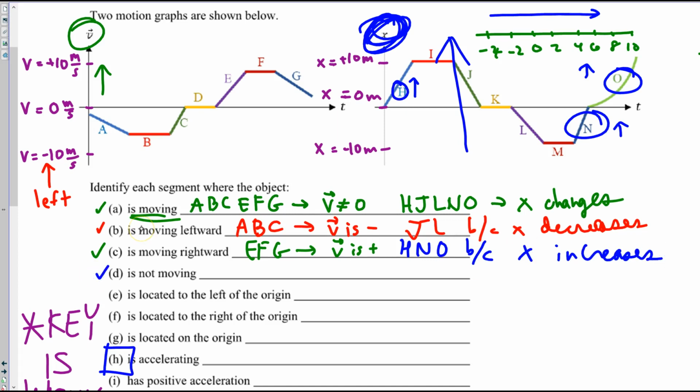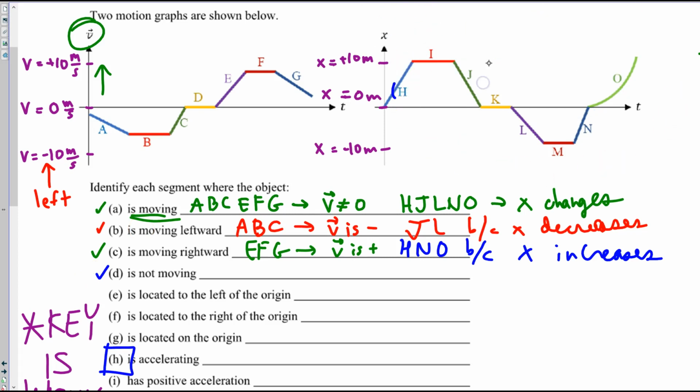Where are we not moving? All right, get this away. We're not moving. Well, let's look at the velocity graph. How do we not move in terms of velocity? You're not moving if velocity is 0. D is the only one that's on a y value, a velocity value of 0 meters per second. How about position?